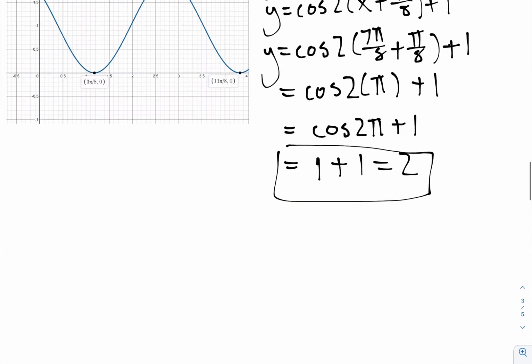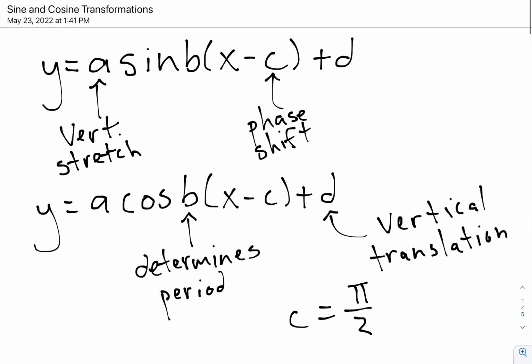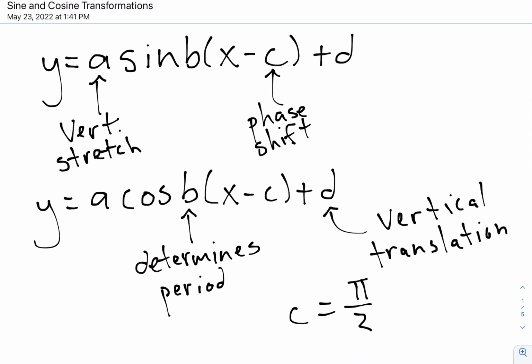Perfect. So we just went over some transformation ideas, the basic formulas, and how to convert sine and cosine, right? It's just that phase shift. That's the only difference. What our a, b, c, and d values were. Hopefully this made sense, and I'll see you in my next video to talk more about transformations, graphing sine and cosine functions.